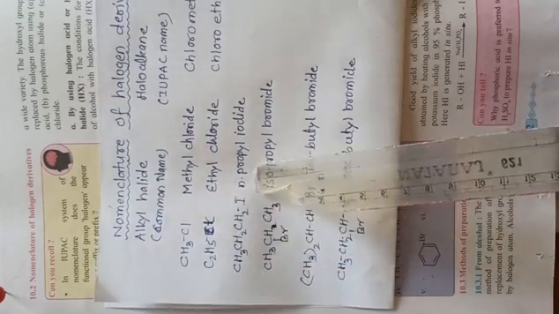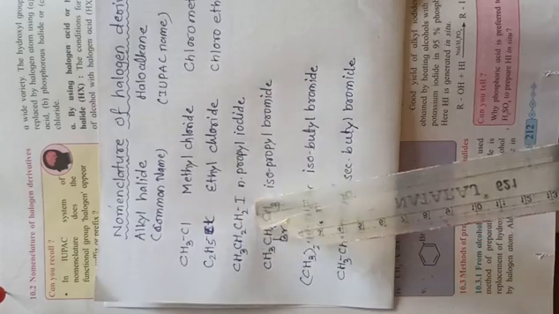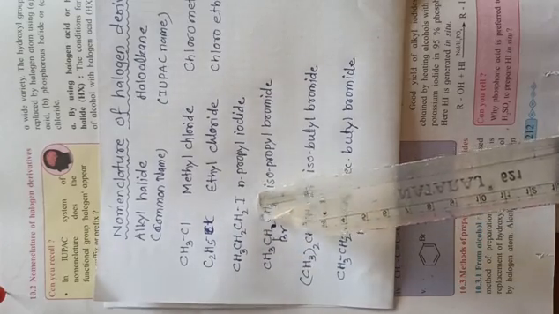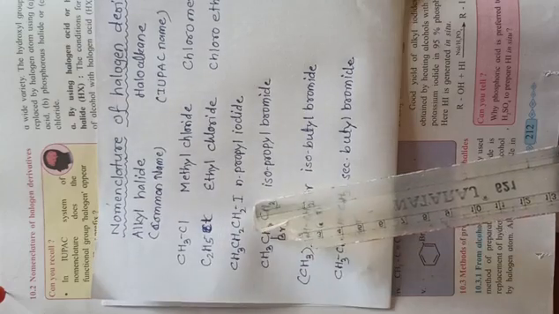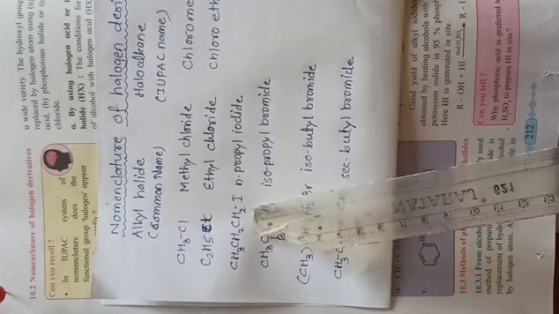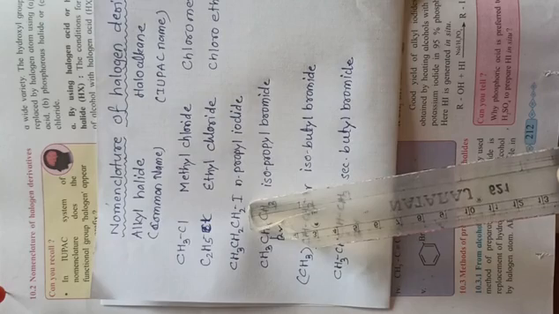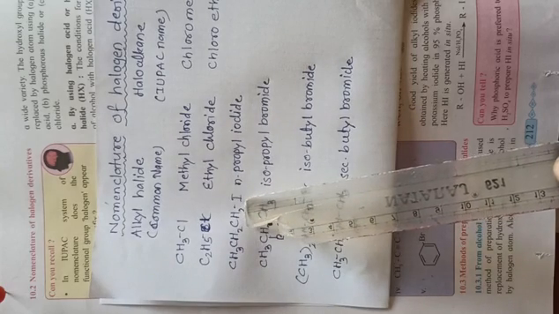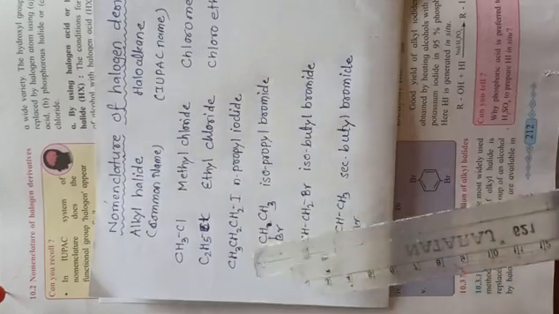Okay, so another third example is CH3 CH2 CH2I. Now CH3 CH2 CH2, so 3 carbons are there, means the parent alkane is propane, and 1 hydrogen atom is less than propane, so it is propyl group. Alkyl group is propyl group. So in common name it is known as propyl iodide.